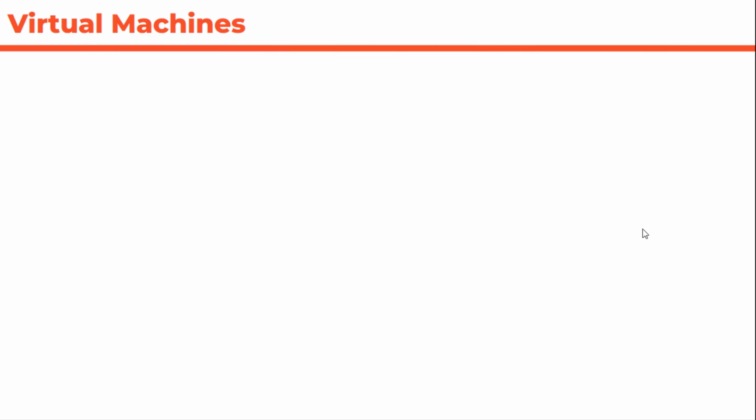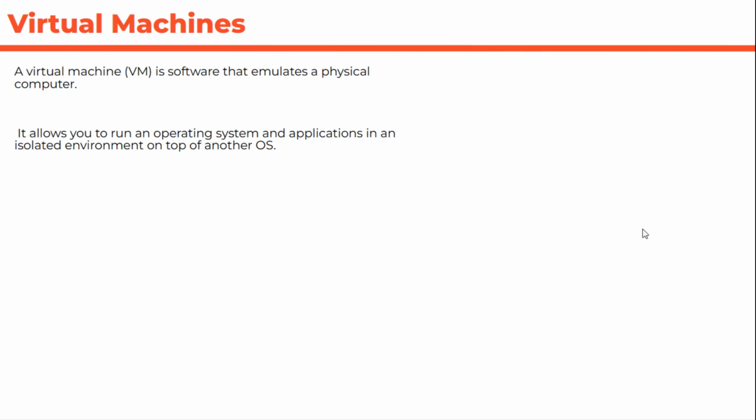We move to the bottom now, which is virtual machines. What is a virtual machine? Virtual, not real. So not real machine. Think about it like that. A virtual machine is software that emulates a physical computer, and it allows you to run an operating system and applications in an isolated environment. And that runs on top of another operating system.